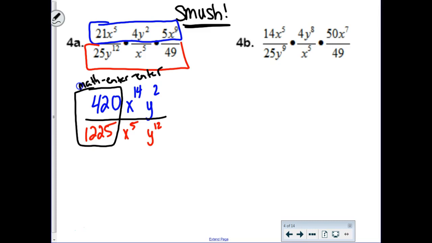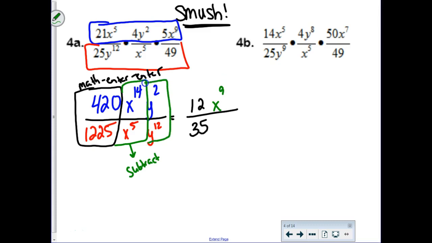So, yep. And even your math teacher does that on the calculator, because why would I want to not? Alright, so that coefficient becomes a 12 over 35. And then when I look at the x's, you could do this the long way, or you could just visualize it, or you can use the exponent rule, which says to subtract. So, subtracting my exponents, that would become an x to the 9th power. And then similarly here with the y's, we're going to subtract those as well.